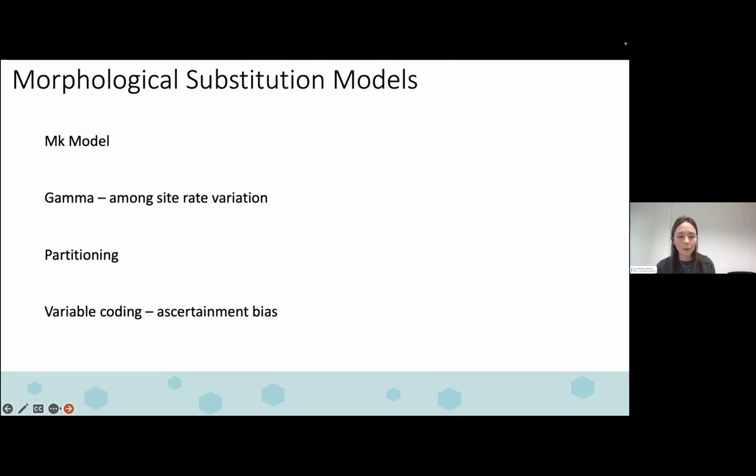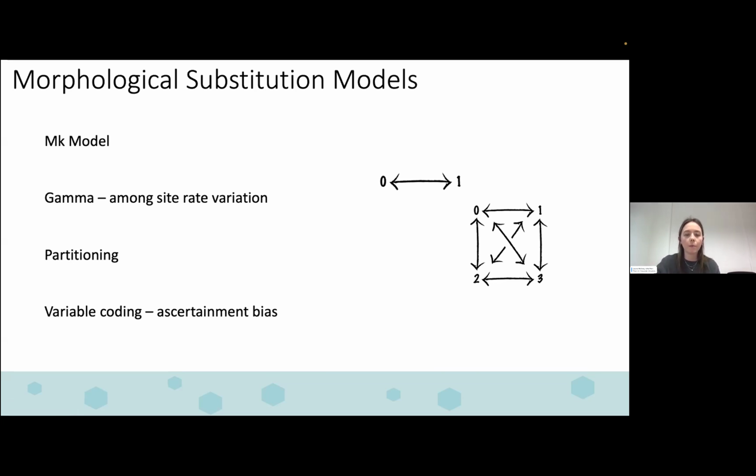So due to this, we mainly rely on the MK model, which, if anyone knows molecular substitution models, is a generalization of the JC model. It makes rather simplistic assumptions about the transition of characters in our data set. It says you can transition from a 0 to a 1 or a 1 to a 0 with the same probability. Sometimes you have binary characters that are just 0 and 1, but you can also have multi-state characters, with more complex numbers of states, that will also have the same probability of transitioning from one to the other.